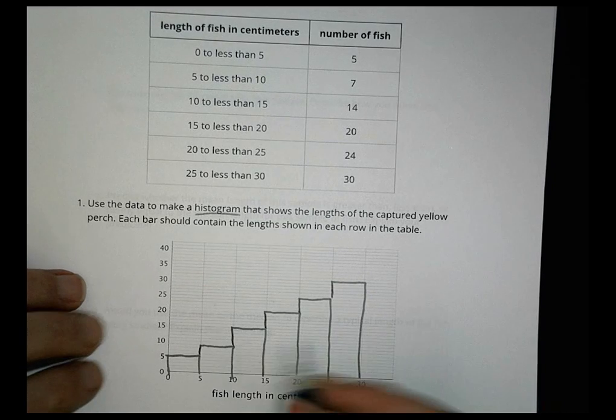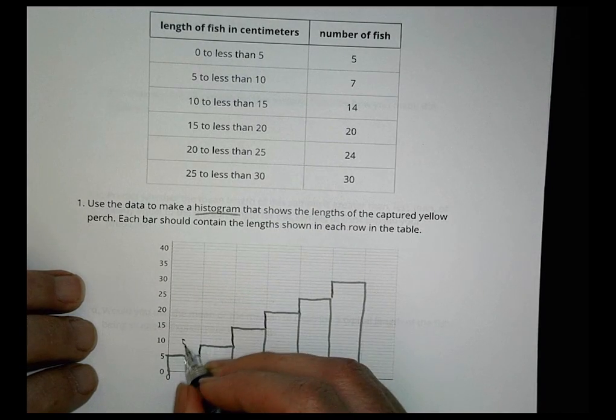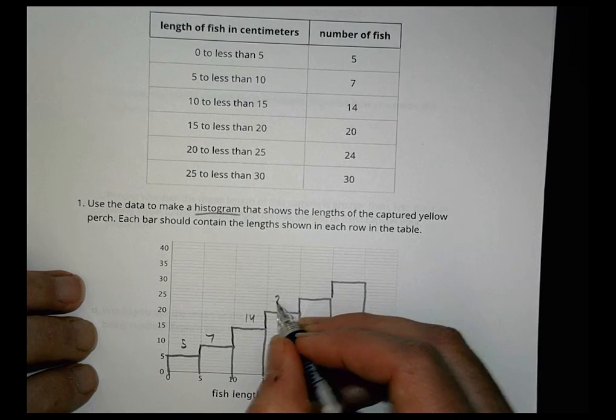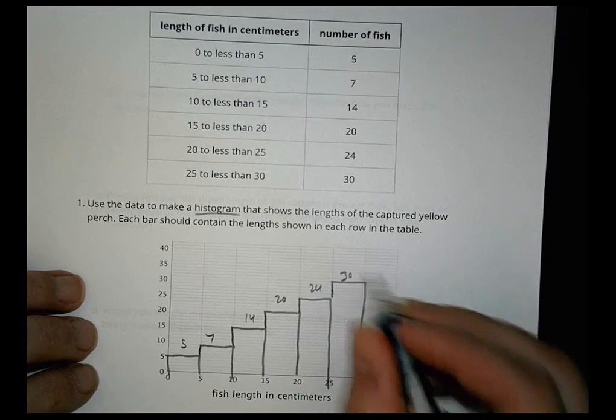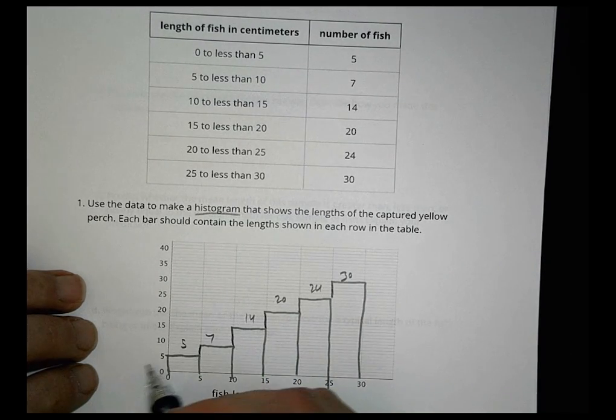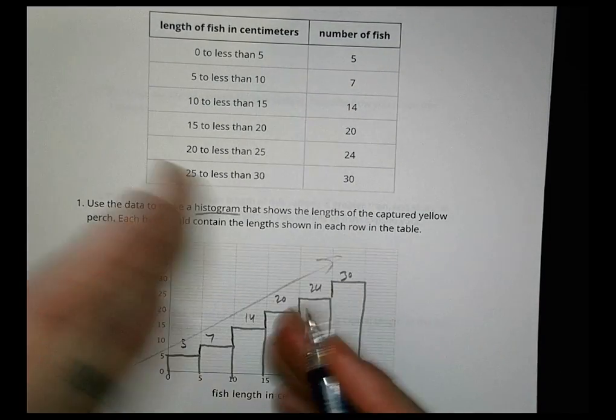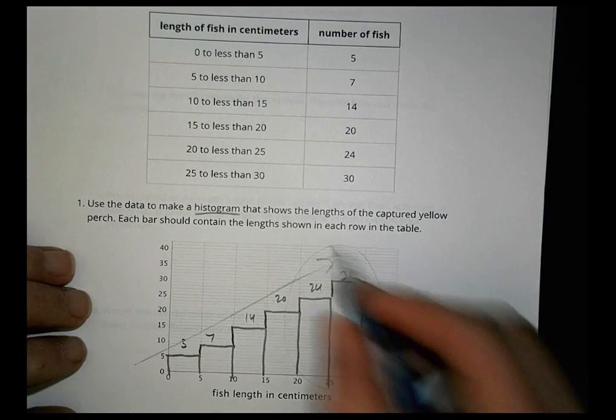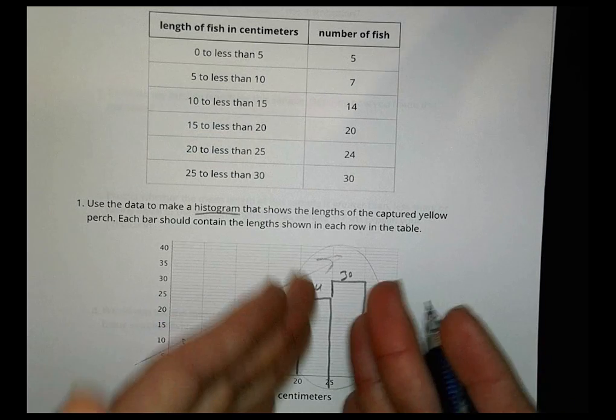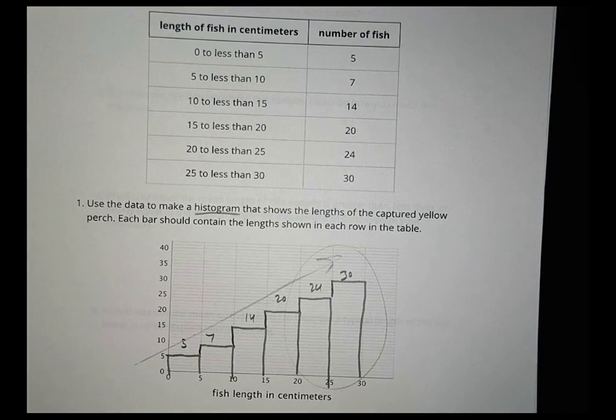Okay, so overall we can see, here's our numbers, 5, 7, 14, 20, 24, and 30. We can see that we definitely have an increase in the lengths, and we have more up in this range over here. So we have a lot of longer and potentially older fish if their theory is correct.